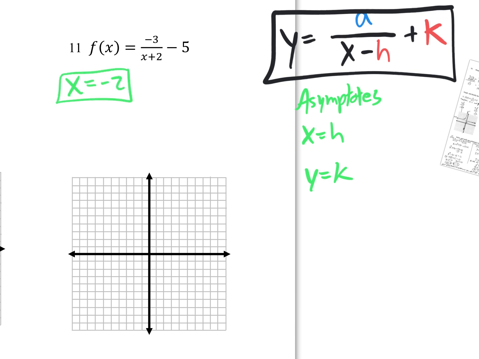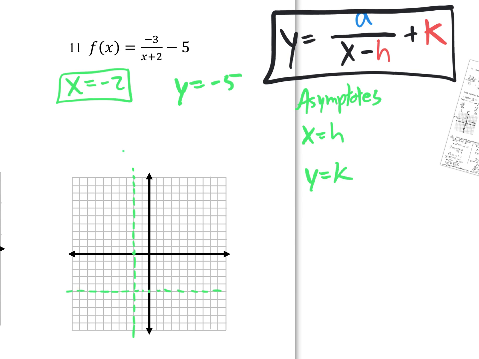But what does that actually look like? You go to the x-axis, you go to -2, you put a dot there, and then you draw a vertical line running right through it, okay? And then for the y equals k, that's a horizontal asymptote, so y equals -5 in this case. You go to -5, 1, 2, 3, 4, 5, and you draw a horizontal asymptote right through that y value of -5.